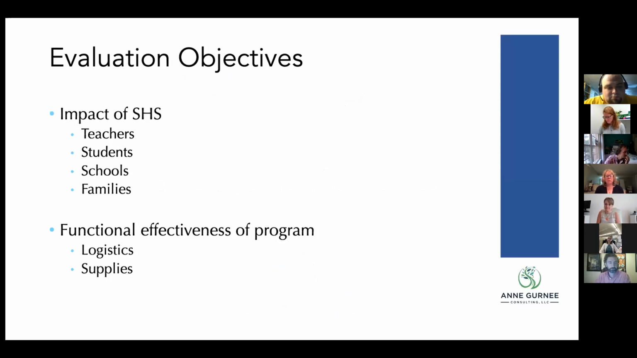So the objectives from the get-go were really to look at impact. That was the message that I got from Alice over and over again: impact, impact, impact. And that was definitely driven by what she obviously needed to communicate to stakeholders, funders, board members, and I'm sure that's a message that resonates with a lot of you. But we also wanted to look at just the functional effectiveness of the program. You know, were the logistics working? Were the supplies needed? That sort of thing.